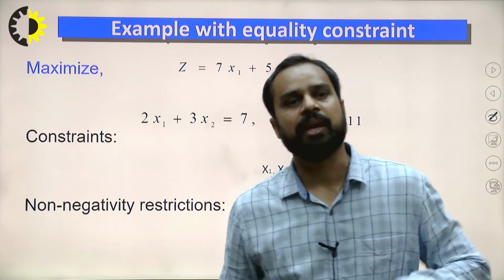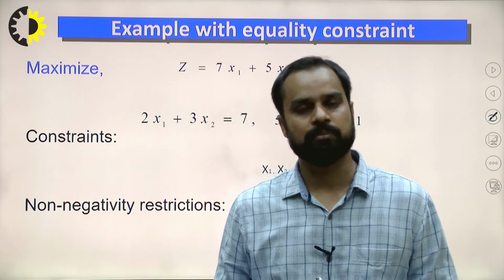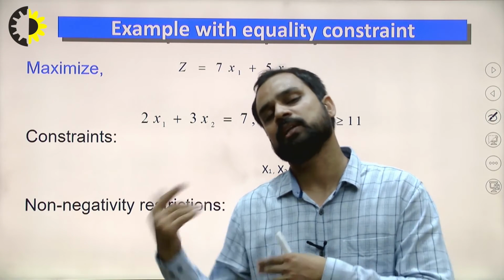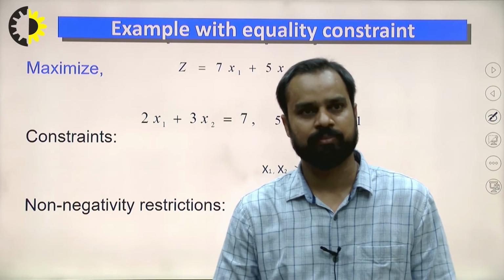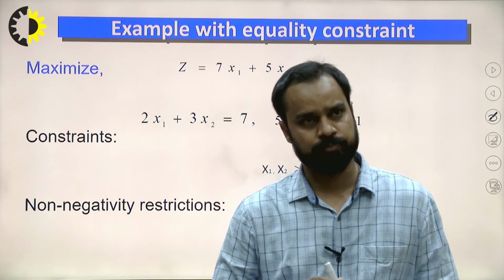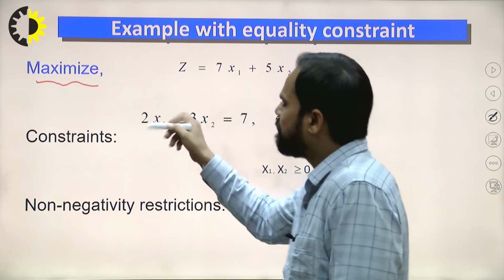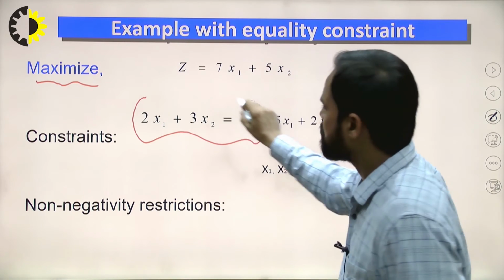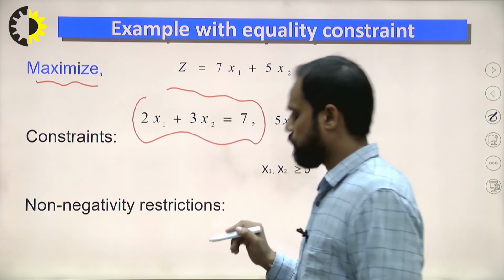Till now we have seen examples where the constraint is either less than or equal to type, or greater than or equal to type. If the constraint is of equality type, then how can we solve the problem? Suppose this problem belongs to maximization. The main purpose is to convert into equations so that we are able to find the initial basic feasible solution. Already it is an equation.